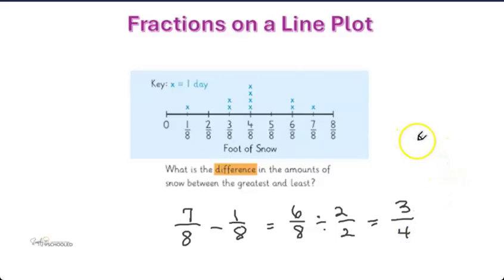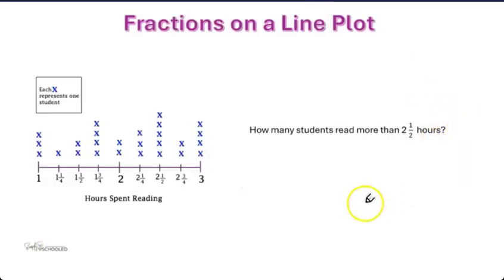So when you're working with line plots, you may have to do any of the 4 operations: add, subtract, multiply, and divide. So let's look at another example. Here's a line plot of hours spent reading. Each X represents 1 student. So in other words, there were 4 students who read for 3 hours. There were 3 students who read for 2 1/4 hours. So this line plot even includes mixed numbers.